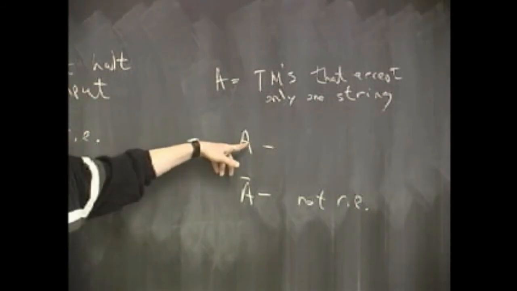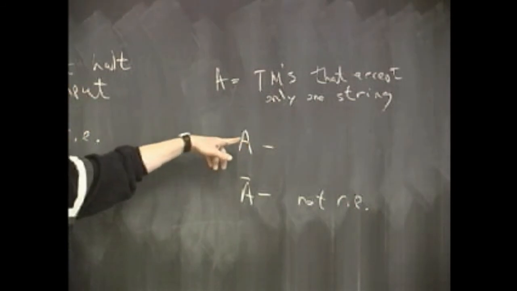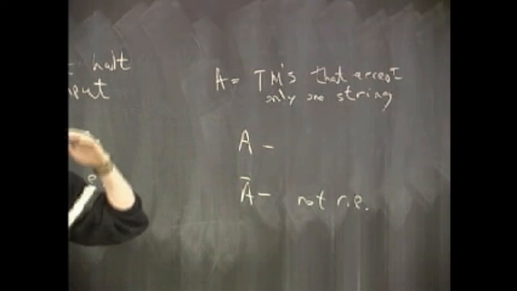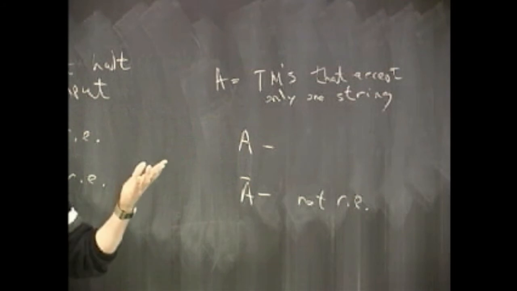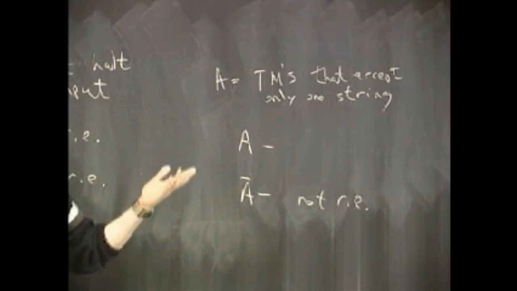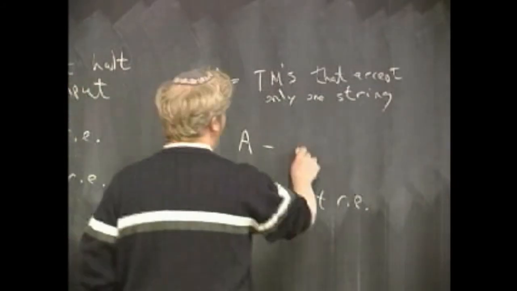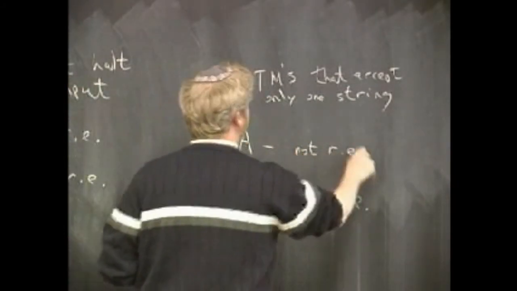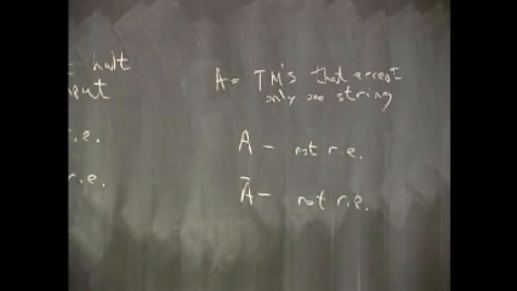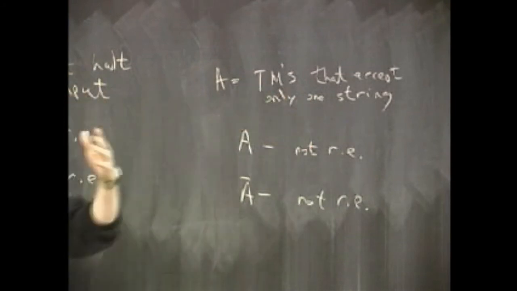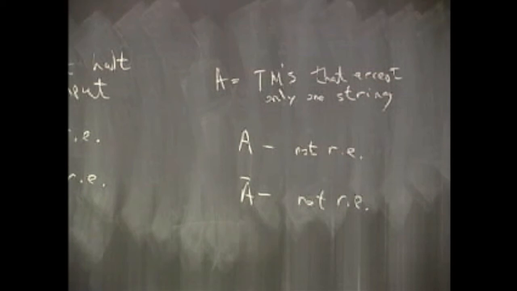What about this? Accept only one string. You can simulate it through, and what if it doesn't accept anything? You'll never know. So this is also not recursively enumerable. It's another example. And this is such an easy one. Geez, you figure you could look at a machine and decide whether it accepts just one thing or not. But you can't even recognize either end of that set.